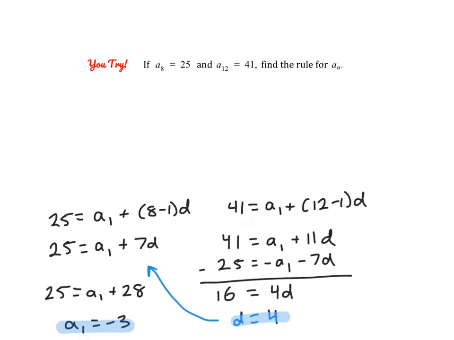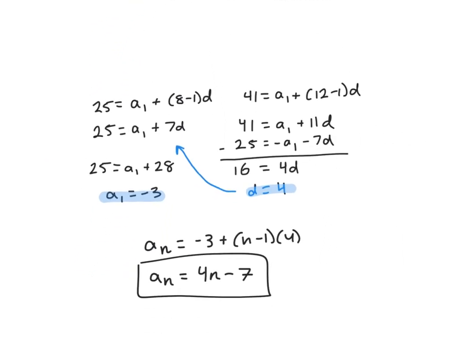Okay, so here I use systems of equations, and I used elimination to solve. And you should end up with a sub 1 being -3. Your common difference is 4, so your rule is 4n minus 7.